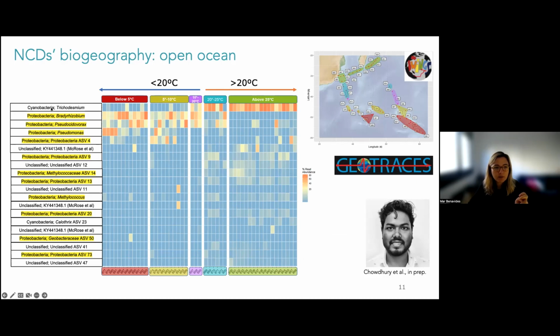So in this case, we found that, for instance, cyanobacteria such as Trichodesmium were dominant above 20 degrees. But if you go to lower temperatures, towards the southern part of the transect, you find mostly gamma proteobacteria, which seem to be more prevalent in open ocean waters.